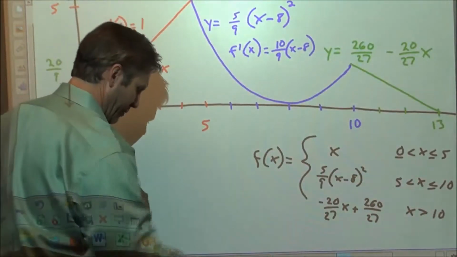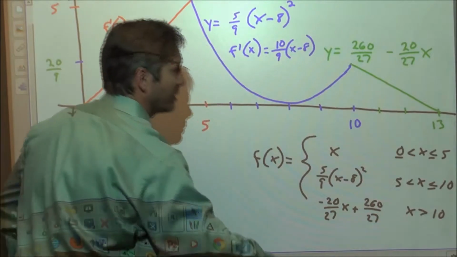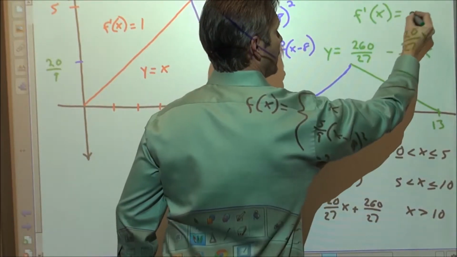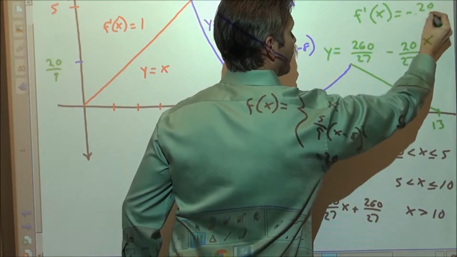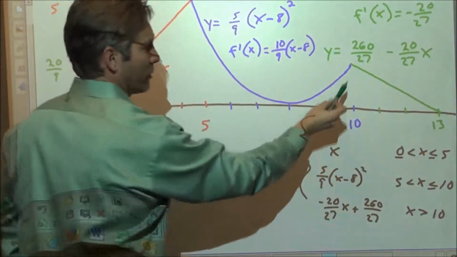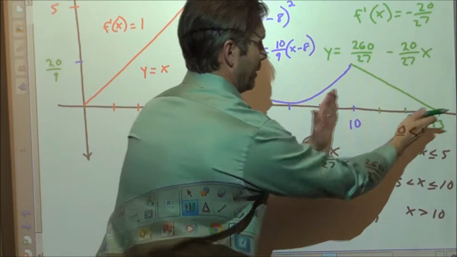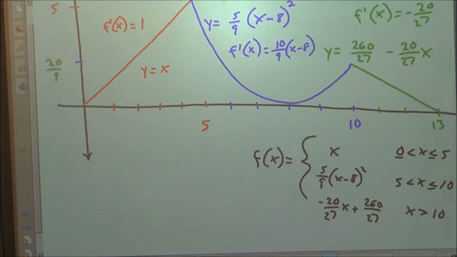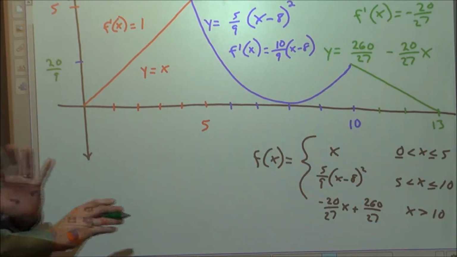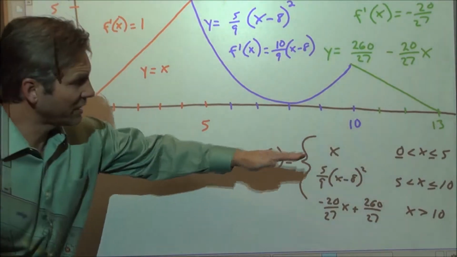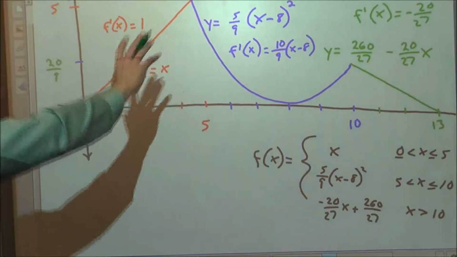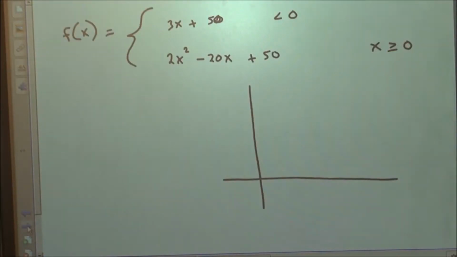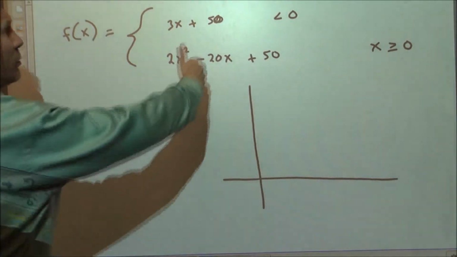If we take the derivative of this guy, it's a linear function. The derivative of this is just going to be -20/27, no matter where we are. So no matter where we are on the x, on that interval for x, the slope of that part of the function would be -20/27. So that's it. That's piecewise functions. You just take the derivative of each piece and then use it to do whatever you want to do with that.